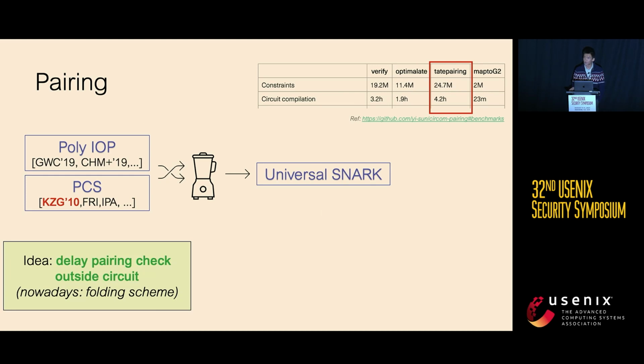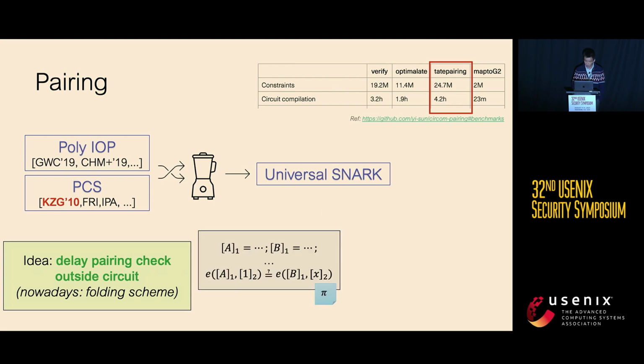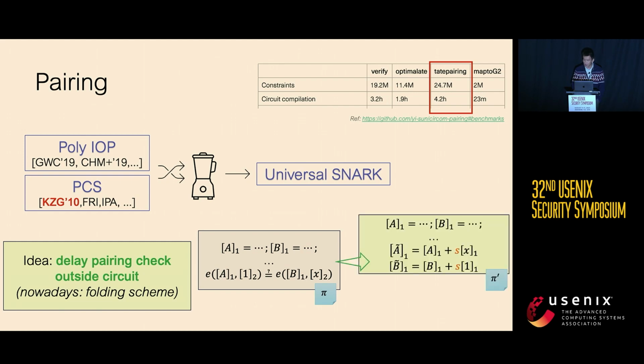So our idea is to borrow the insight from Halo, and later accumulation schemes and now folding schemes, to delay the expensive part, which is the pairing checks, outside the circuit. Specifically, if you naively unroll the entire verifier algorithm inside the circuit, towards the end you will have to do two pairings and then an equality check between them. Instead, we push it outside the circuit and let the on-chain verifier do the pairings, which is much faster, and we end up with a much lighter-weight outer circuit, so the outer proof generation is much faster.